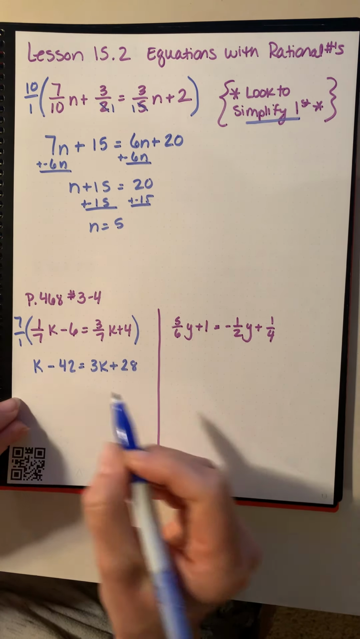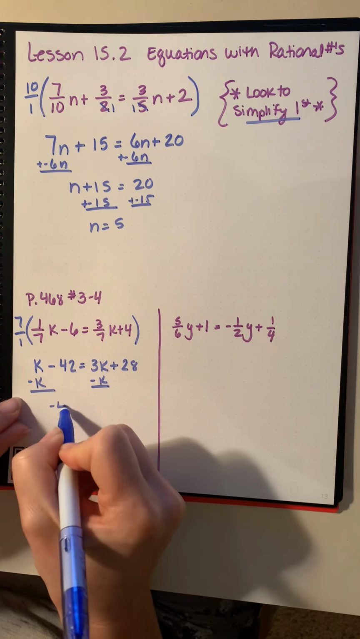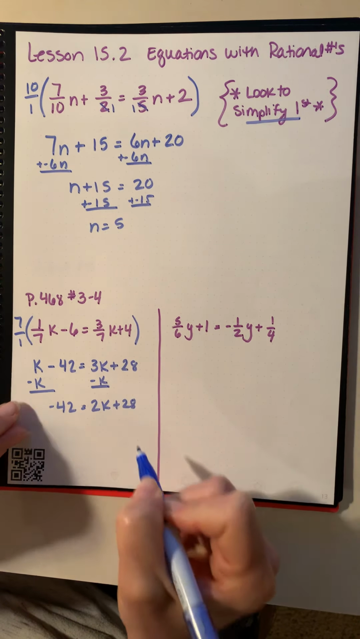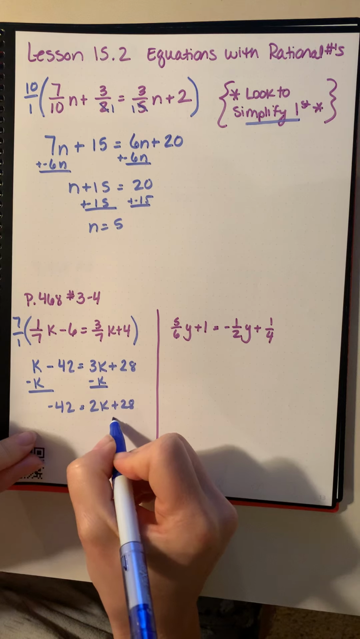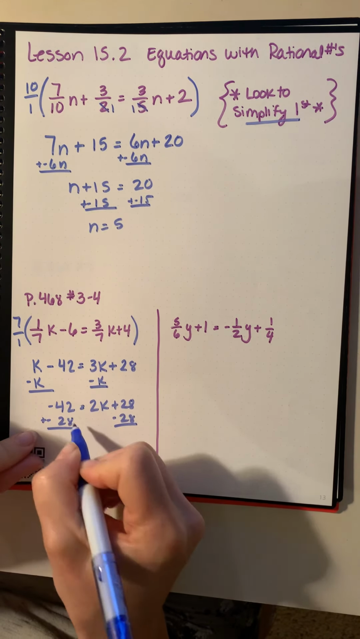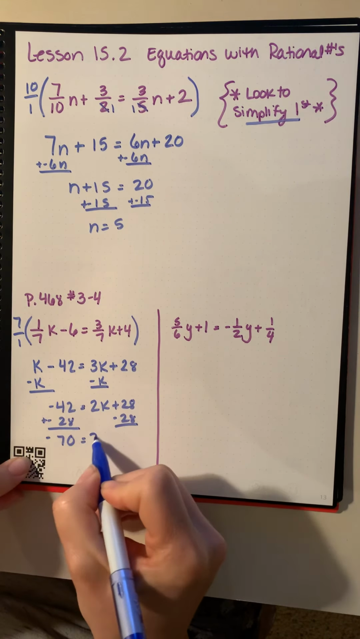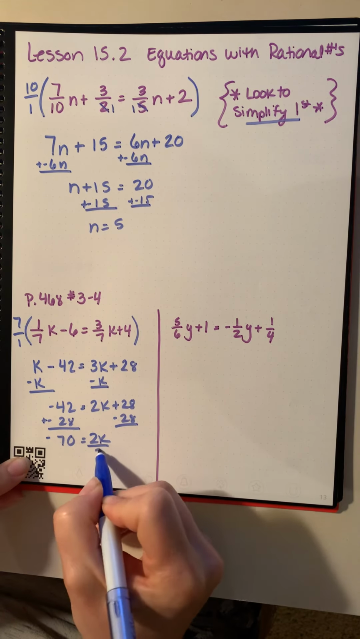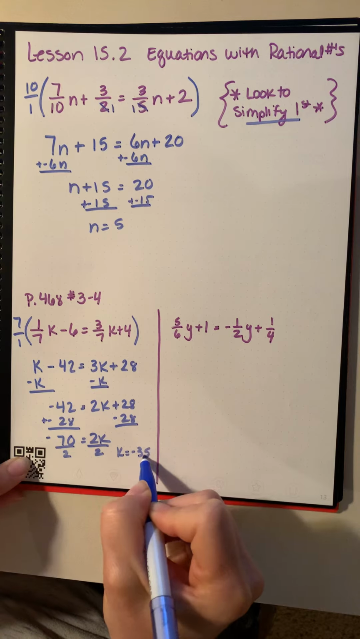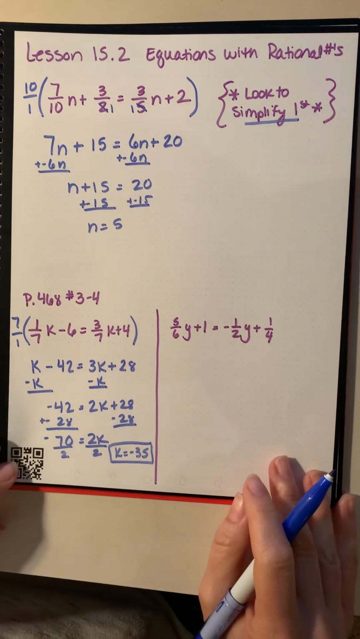So this looks awesome. I love this. Subtract k, I've got negative 42 equals 2k plus 28. I'm going to subtract 28, which is the same as adding a negative 28. I've got negative 70 equals 2k. Divide by 2, k is equal to negative 35. All right. And then let's check out our other one.